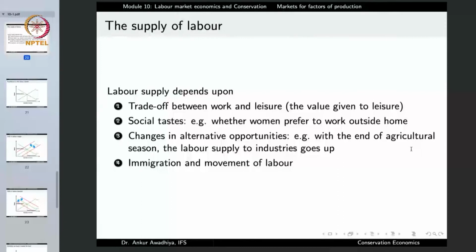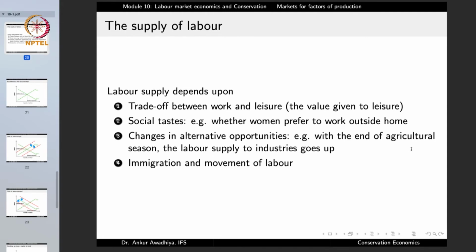It also depends on the social tastes and traditions, whether women prefer to work outside home or not, whether they are permitted to work outside or not by the society. So that will also determine whether or not women are there as a part of the labor supply pool or not.